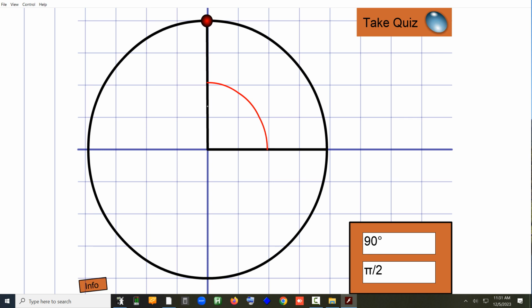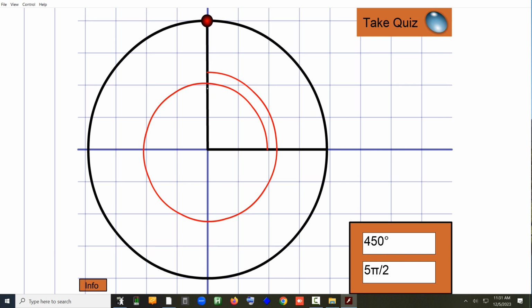Now I'm going to do 450. How does the initial and terminal side compare now to where they were at for 90? Just the sides, not the angle itself. How do the sides of the angle now compare to where they were for 90?